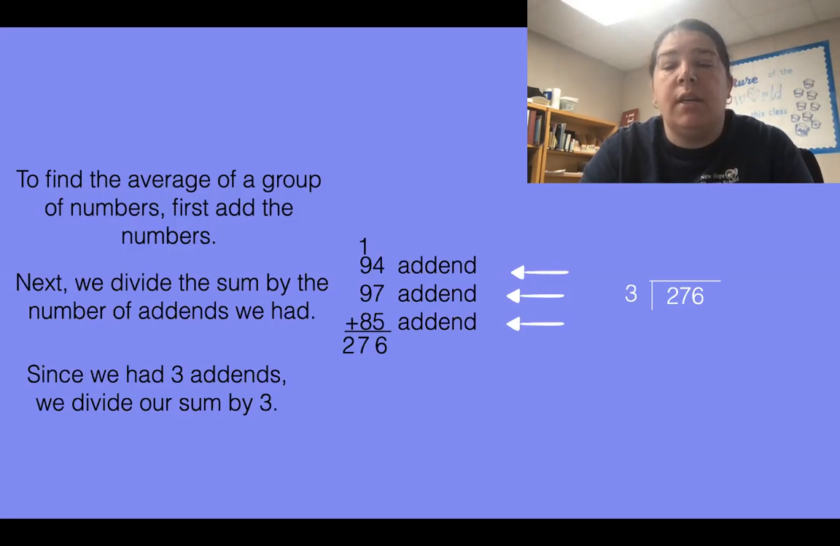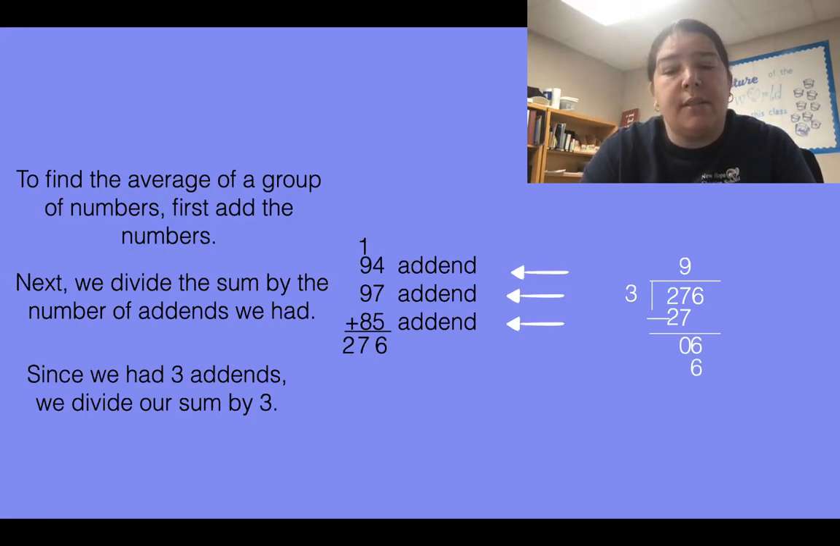You take 3 into 27, you get 9. 9 times 3 is 27. When you multiply 9 times 3 equals 27, you minus 27 from 27, you get 0. And then you can compare. 0 is less than 3, so you bring down.